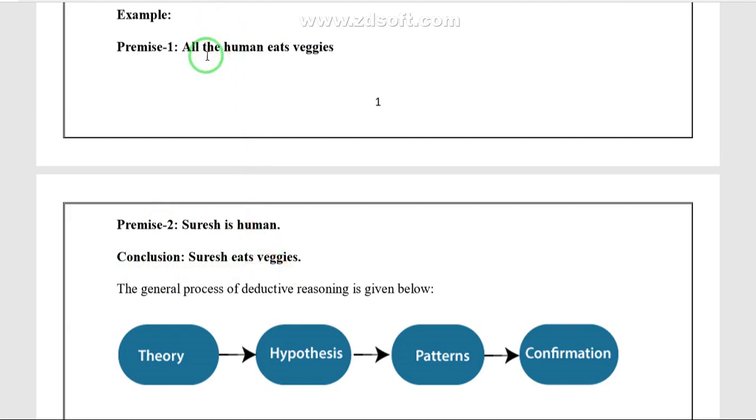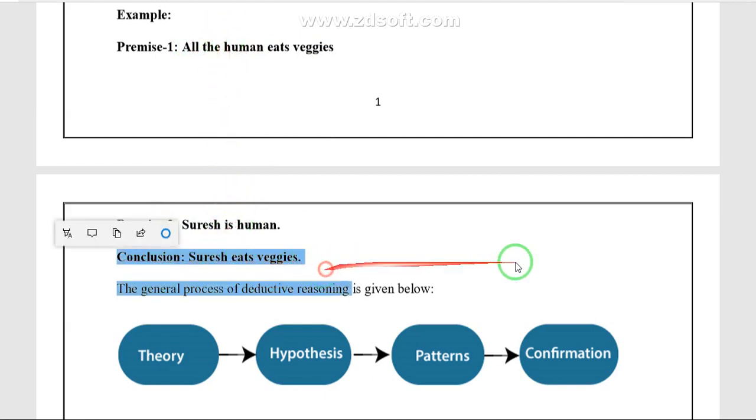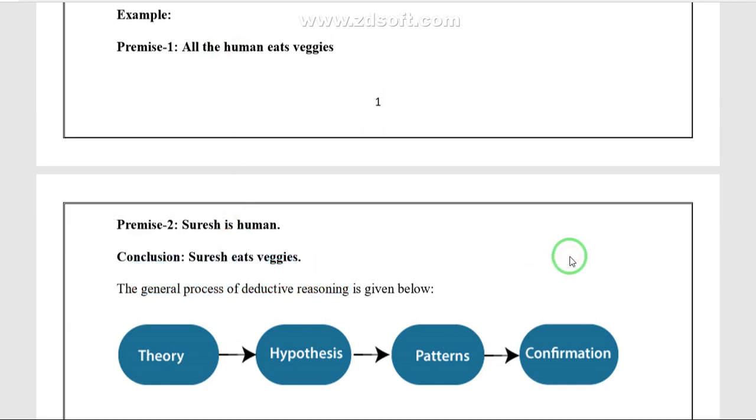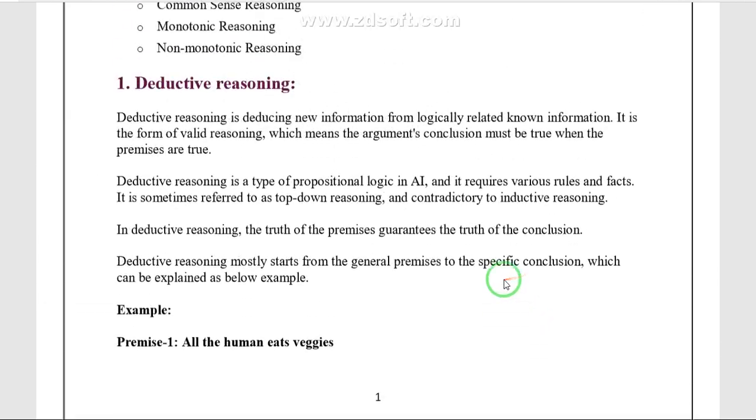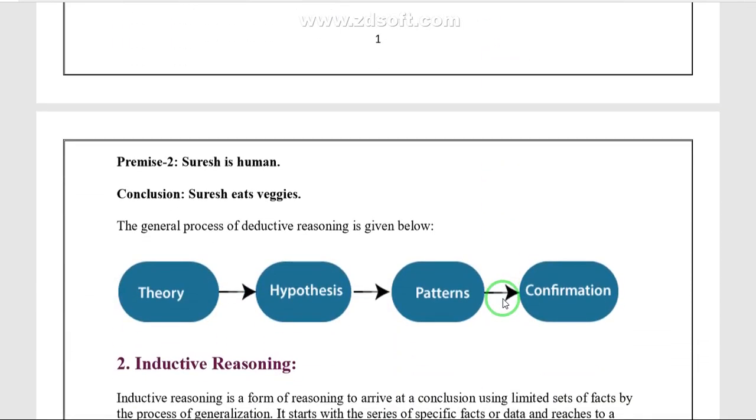Here we have taken two types of premises, that is, two statements. With the help of these two statements we conclude the statement. So we can say that Suresh eats veggies is a true conclusion with the help of these two. Finally, implementing a conclusion with the help of premises is called deductive reasoning.